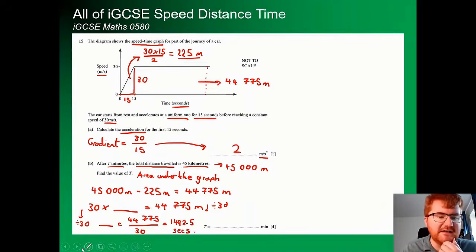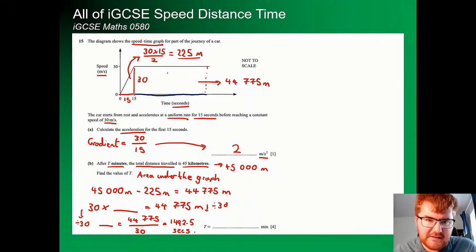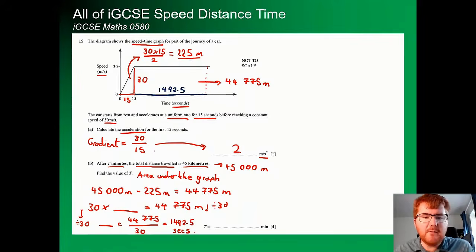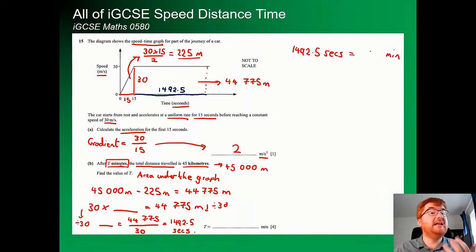Okay, so what I've worked out here, just to show visually what's going on, I've worked out that this length here is going to be equal to 1,492.5 seconds. Okay, perfect. So what we can do now, because remember we want to find the value of t in minutes, that's why I underlined this. So we need to convert 1,492.5 seconds into minutes. Now how many seconds are there in a minute? Well, we need to divide by 60.